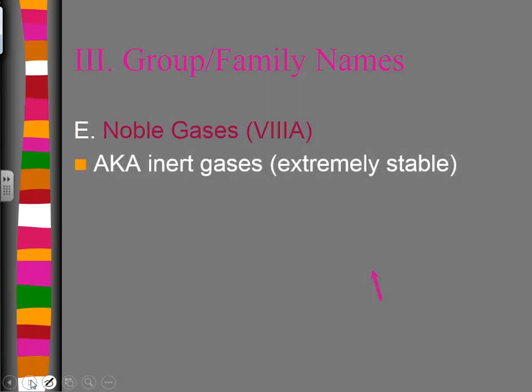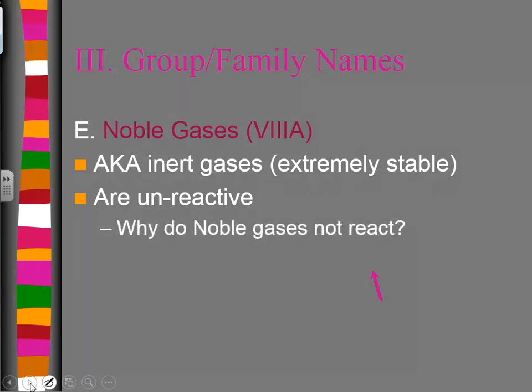Now, this family of elements are very stable. They're the most stable family on the whole periodic table, and that's why you don't typically see them in compounds, because they're so stable they don't need to form compounds. They're also known as the inert gases, and the word inert means extremely stable and unreactive.